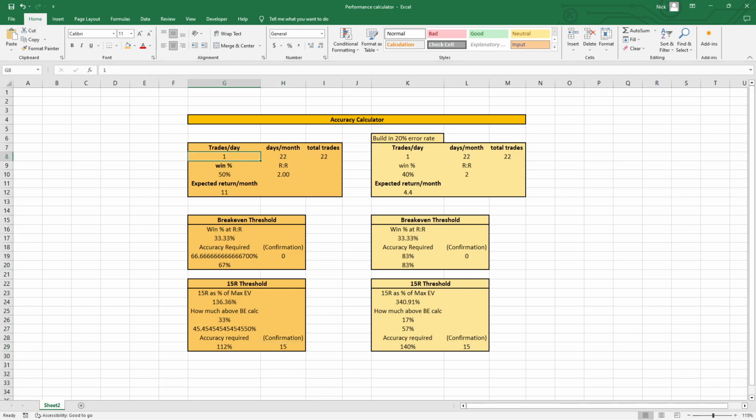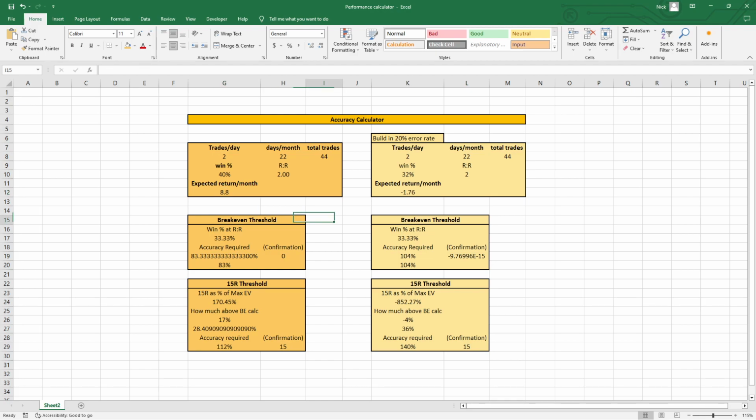If we go to a point where we're really on the edge of profitability, where you have a strategy which technically does make profit. This strategy here, where it gives 2 trades a day, 40% win percentage, 1 to 2 risk reward, it's going to return 9R per month. You need to be 83% accurate just to break even, and it's not possible to make 15R in a month.